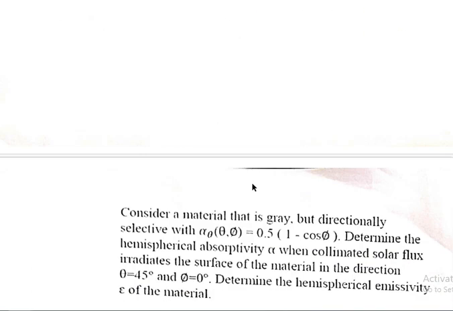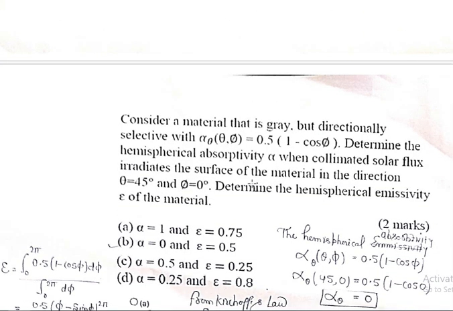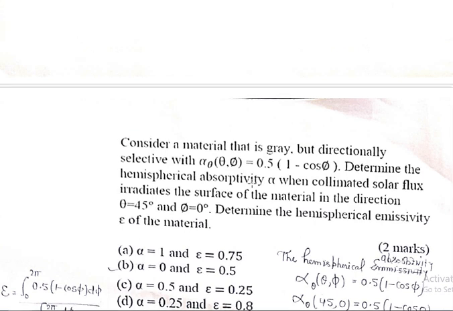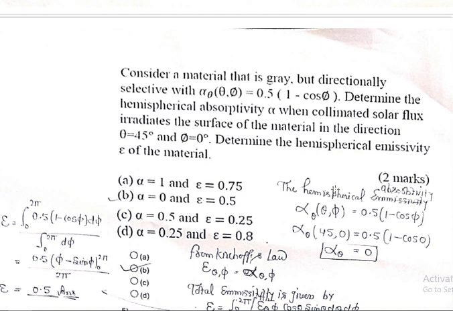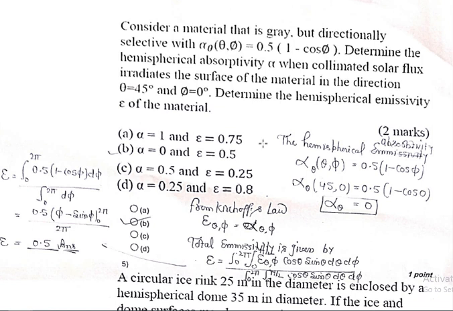Now come to question number 4. This question is also for hemispherical emissivity. The relation for absorbivity is given. Determine the hemispherical absorbivity. The formula for absorbivity is given, so first apply the formula for hemispherical absorbivity. Here phi is 0 degree, and theta is 45 degree. If you put the values in this relation, you will get the absorbivity in this direction as 0.